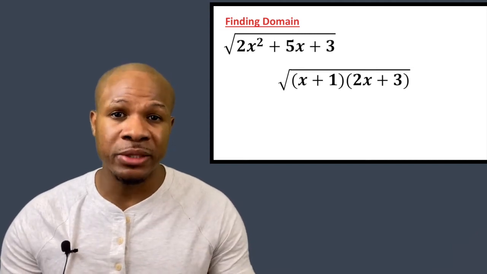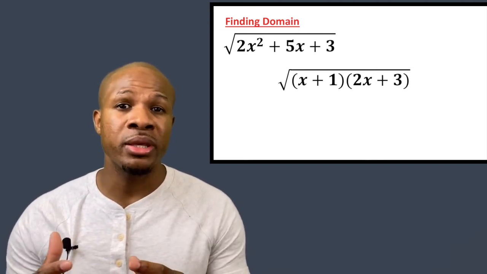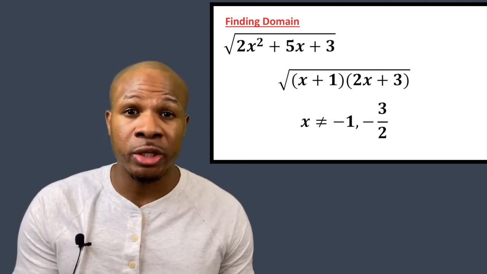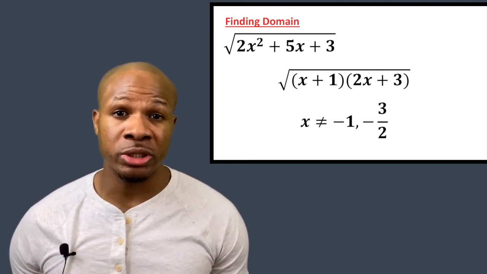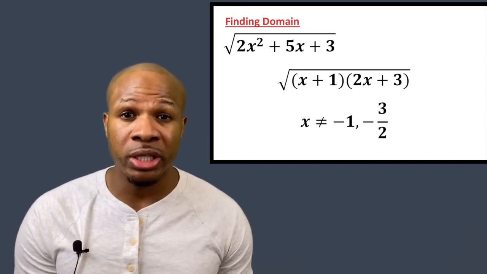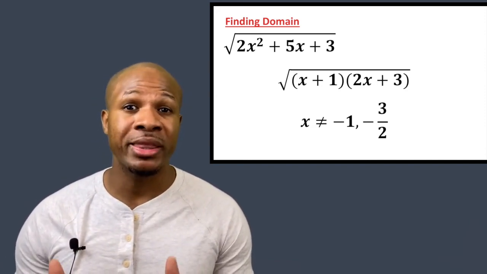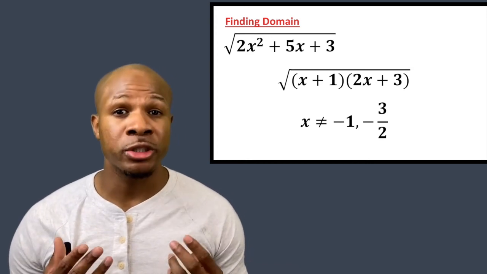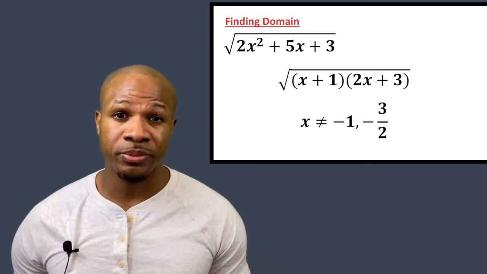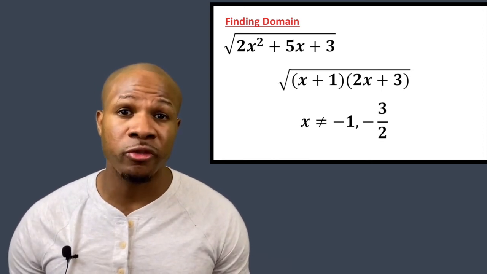It's easy to find the zeros of this polynomial. That would be if x plus 1 equals 0, or if 2x plus 3 equals 0. If x plus 1 equals 0, then x will be equal to negative 1. And if 2x plus 3 equals 0, x will be equal to negative 3 over 2. So these are the two values that will cause a 0 to occur in our denominator. And these will be excluded from our domain.